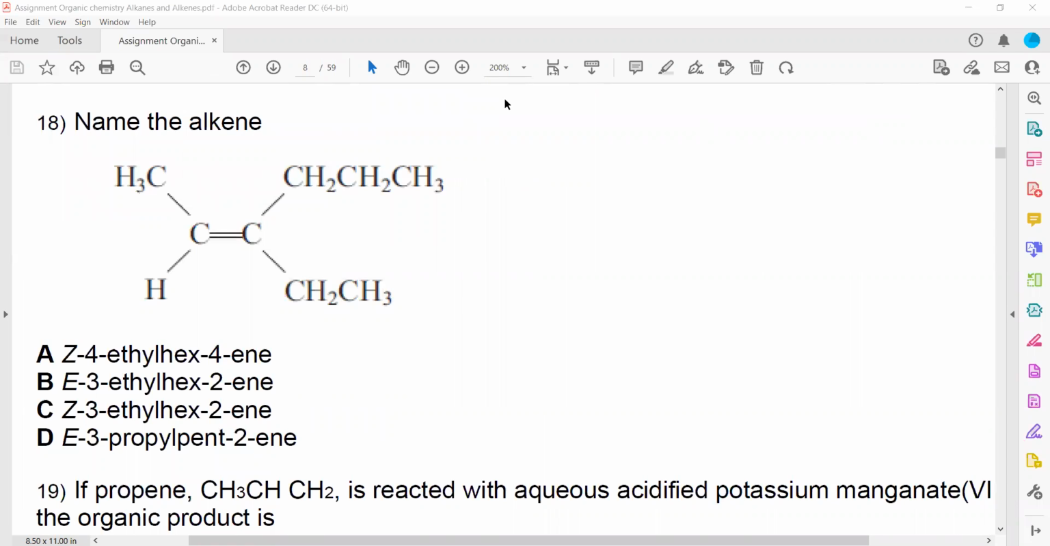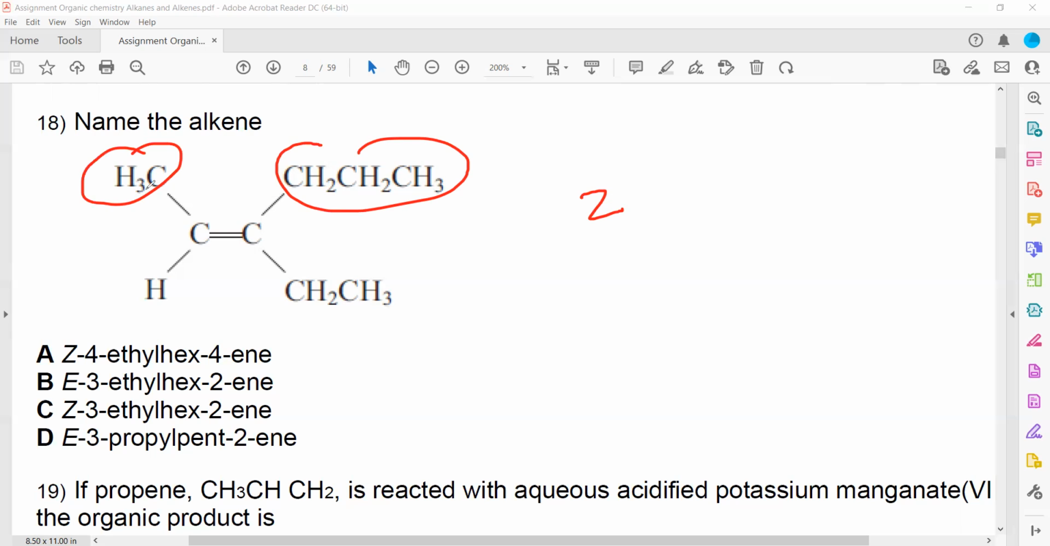So first, because it is a geometrical isomer, how to identify whether it is cis or trans or Z or E? Z means the heavy groups are on the same side, and E means opposite sides. So when we check the heavy groups in terms of mass, when we check these two, this is heavy. So heavy groups are on the same side, so it can be Z. But if it is on the opposite side, then it will be E.